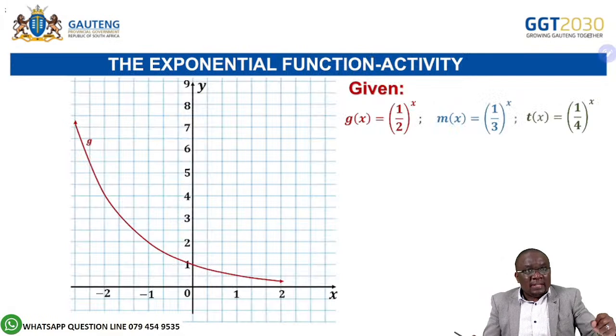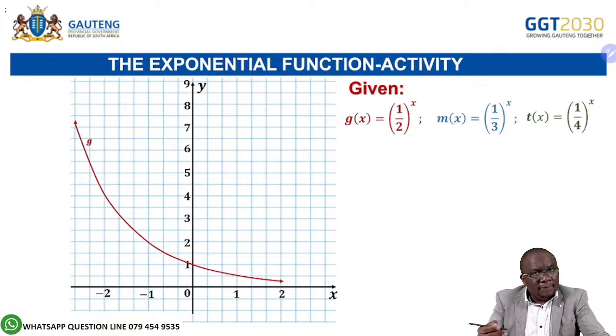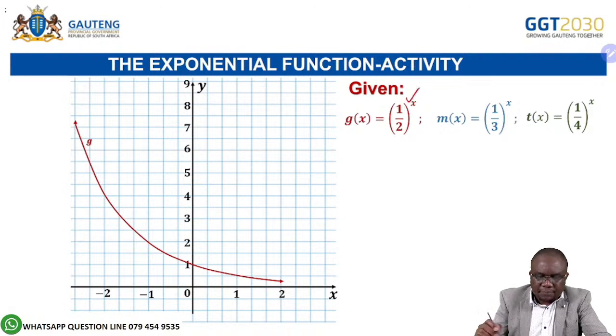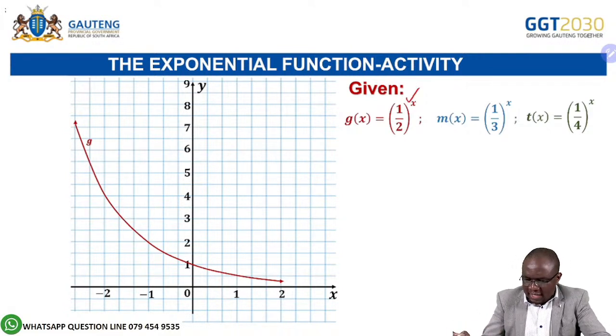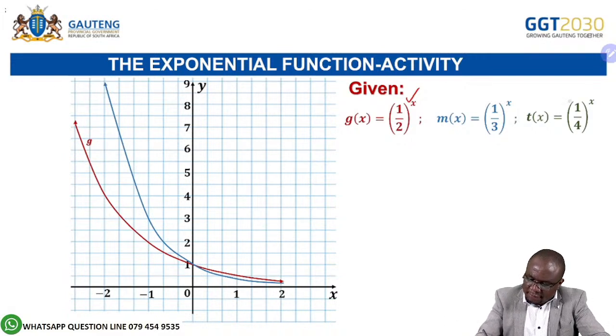Now I got the output values and then I sketched g of x, which is this one. Now I sketched m of x, which is this one, the blue graph. And then I sketched t of x, which is this one, the green graph. So we have the three graphs.